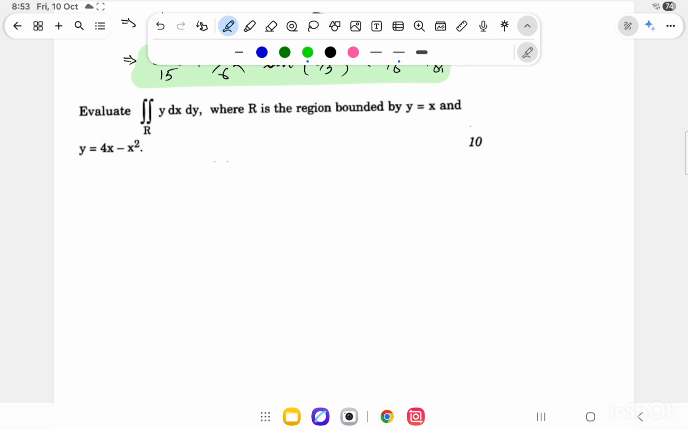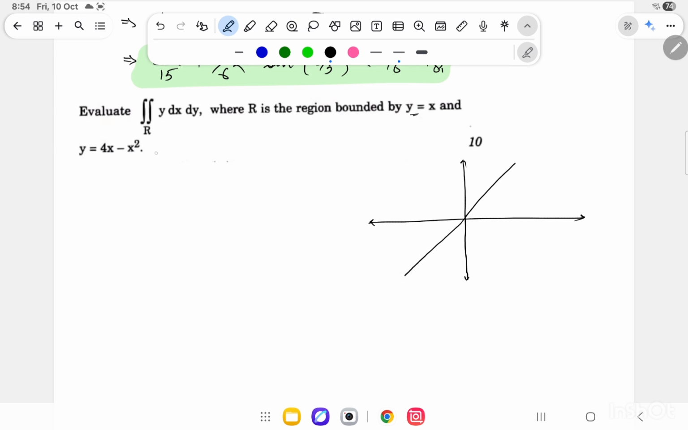So first let's just see the diagram and then we'll just solve it. So if this is my y-axis and this is my x-axis, then this line is y equals x, and the parabola is basically passing through (0, 0).